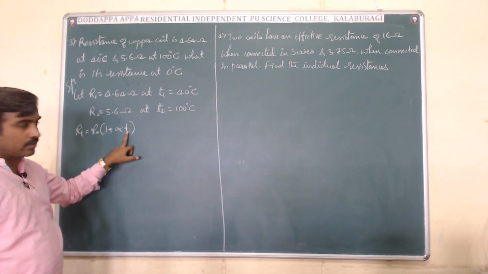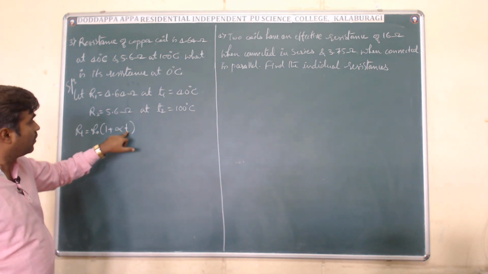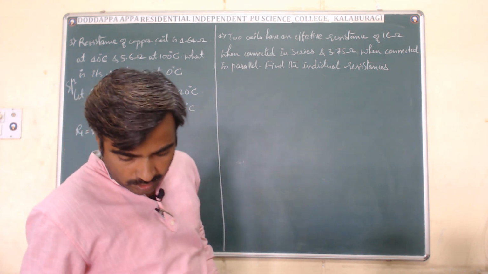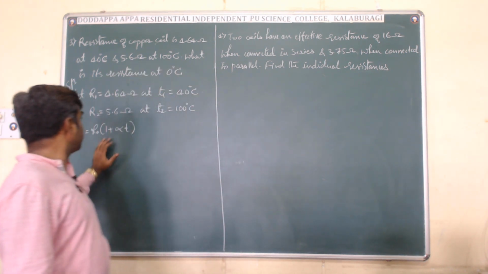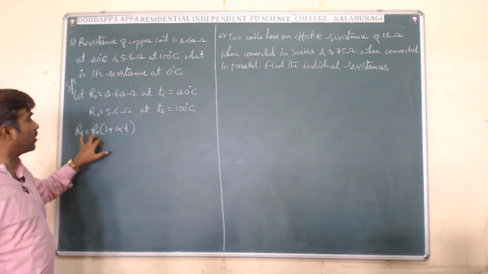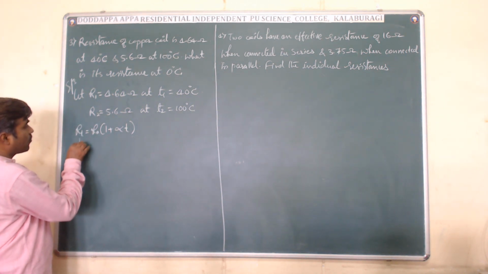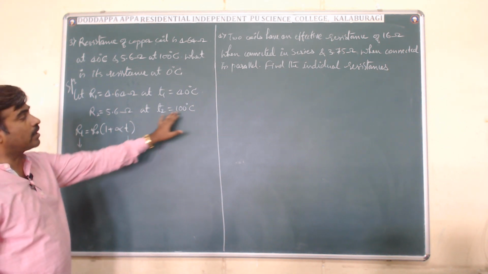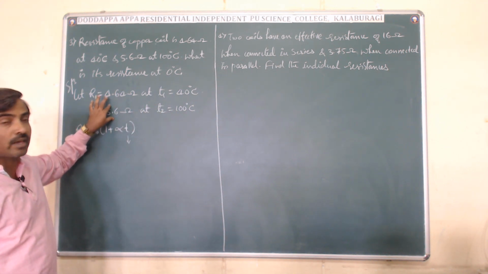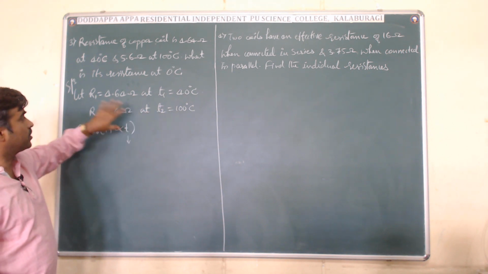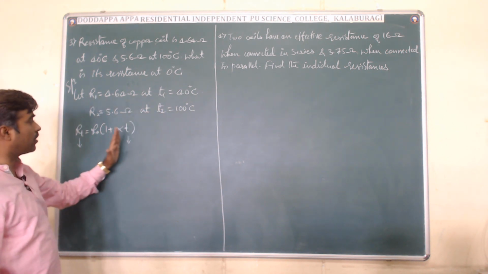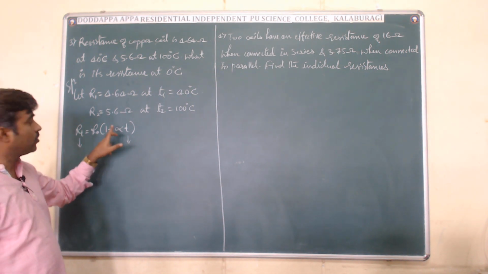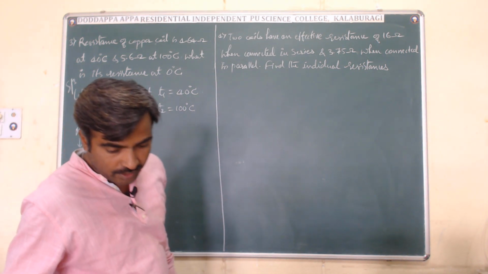Okay, T is given, that is 0 degrees centigrade, but the alpha value is not given there. So here the alpha value and R naught we should calculate. Before calculating R naught, these two values we know. RT corresponding to T is 100 degrees centigrade and 5.6 ohms we have, because this is higher temperature and this is higher resistance, so I have taken this. R naught we can calculate directly, but alpha is not given.